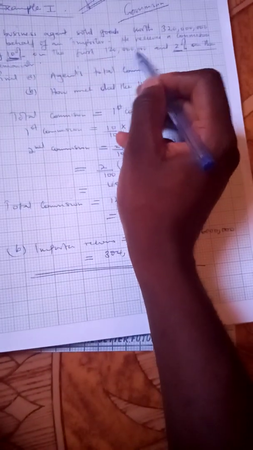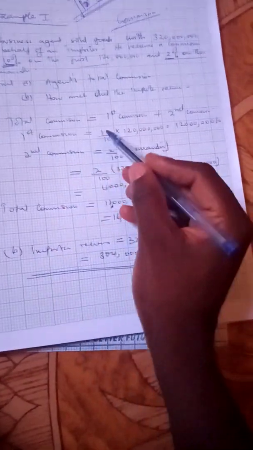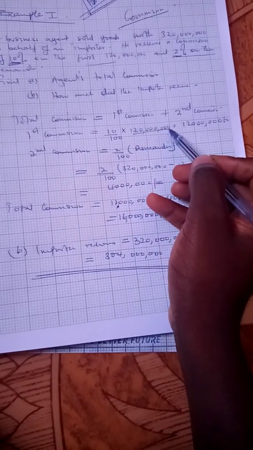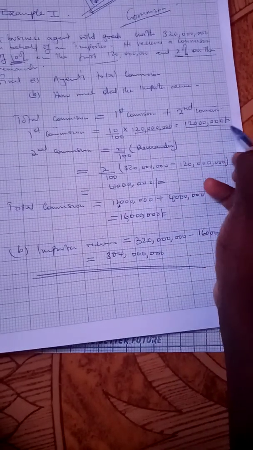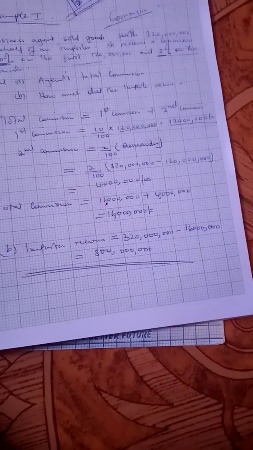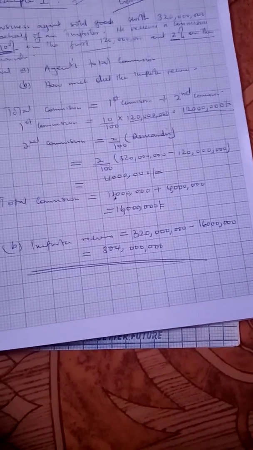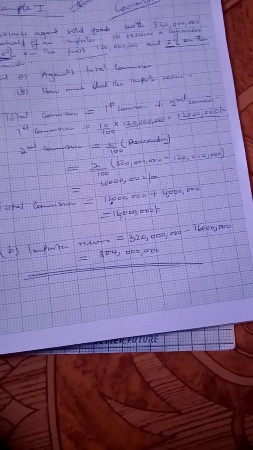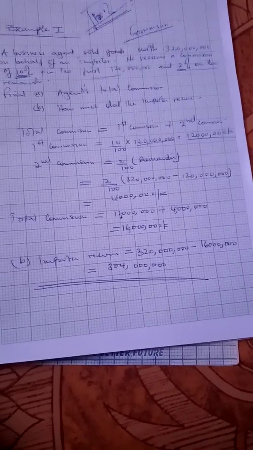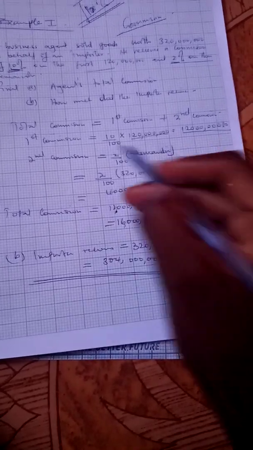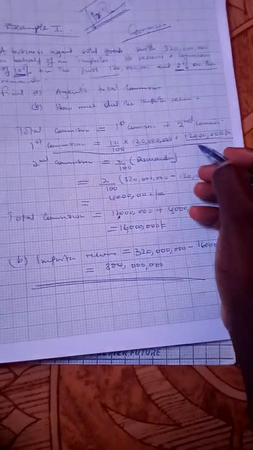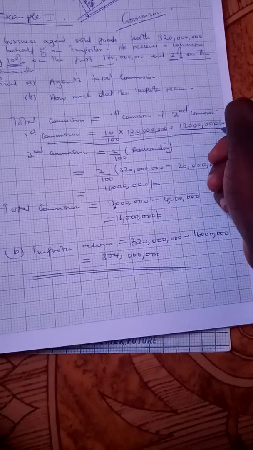But then the first commission is 10% of the first 120 million. So the first commission is 10 out of 100 times the first 120 million, which gives us 12 million. So for the first bunch of goods that the agent sells, he earns 10% from that money, and that money is 120 million. That means the first commission is 10 out of 100 times 120 million, which gives 12 million.